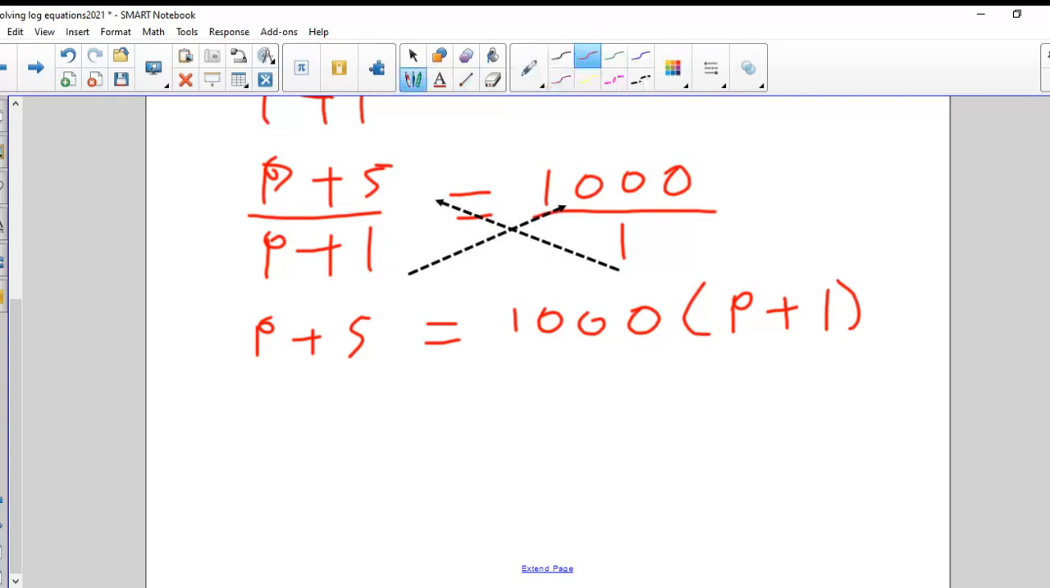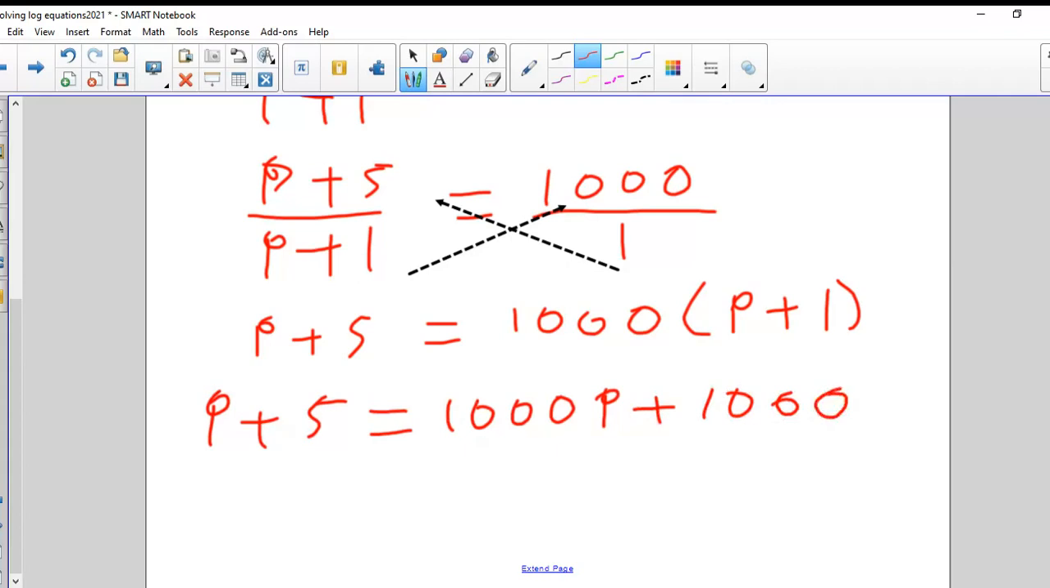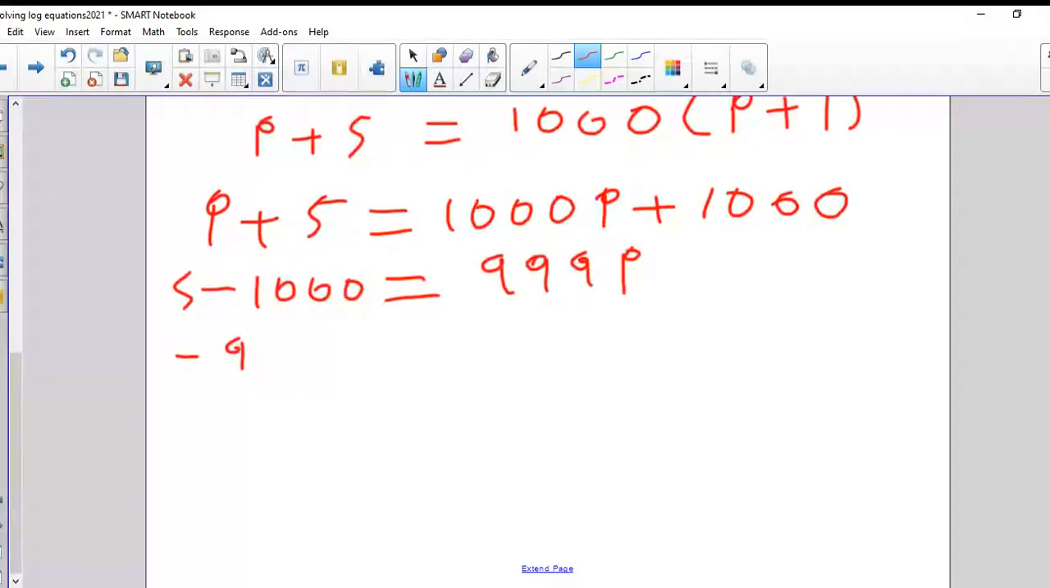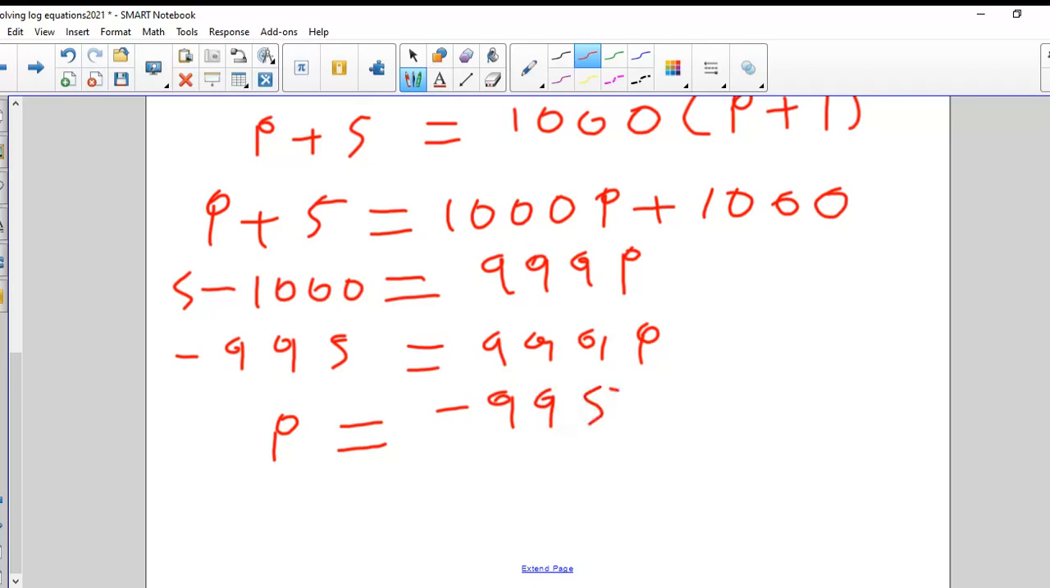So what we have now is this. P plus 5 is equal to 1,000. We just expand it. P plus 1,000. Right? Thank you, Alexander. And really all we need to do now is isolate our P. So why don't we take the P from the left side and bring it on the right, which gives us 999 P. Take the one on the other side and put it on the left. So that gives us 5 minus 1,000. So this, of course, is minus 995, which is equal to 999 P. So P is absolutely equal to, yeah, you're right, Alexander, minus 995 over 999.